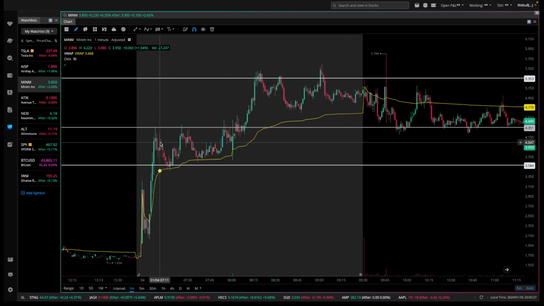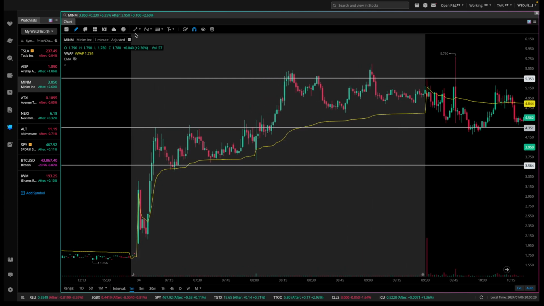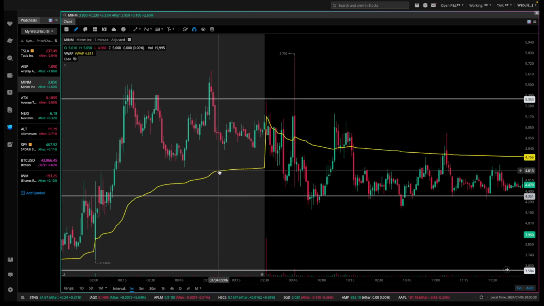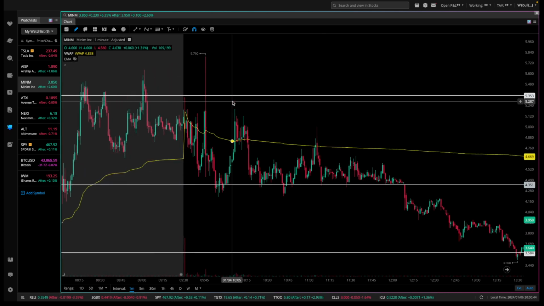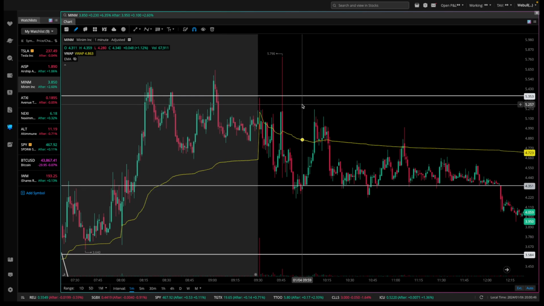We break above VWAP, right? We break above, we pull back, and bang, we're gone. We make new highs, we hit 5.79. And again, we're just holding VWAP. Look at the way it just touches VWAP up. And look, once we break below VWAP, we don't really make new highs again. So that could be your entry signal and exit signal.